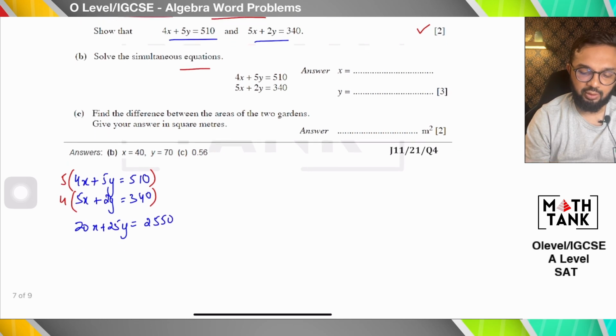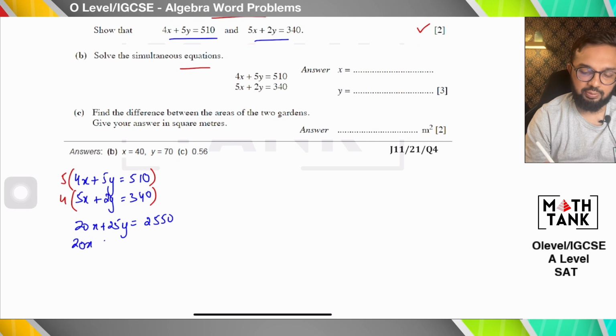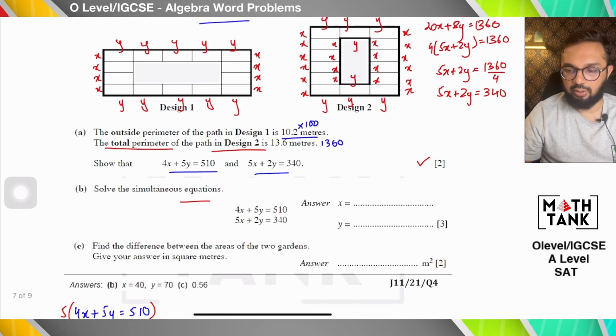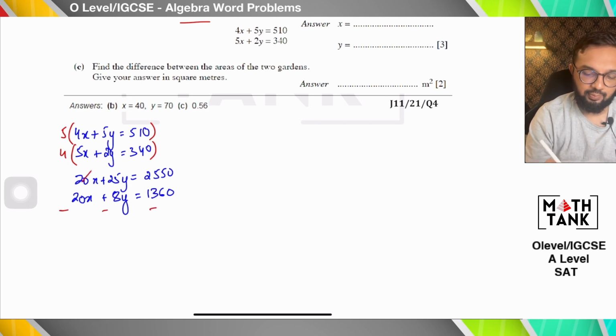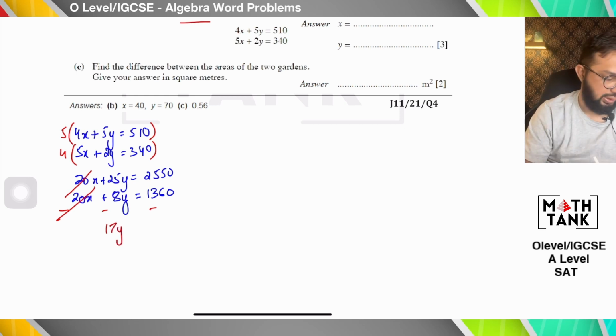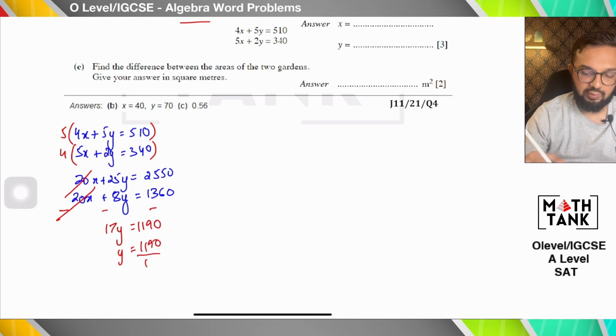2550, and 20x plus 8y equals, I think that was what I factored out, so that's 1360. So subtracting these two, 17y, 2550 minus 1360 gives me 1190, and then 1190 divided by 17 gives me 70. So y is 70.